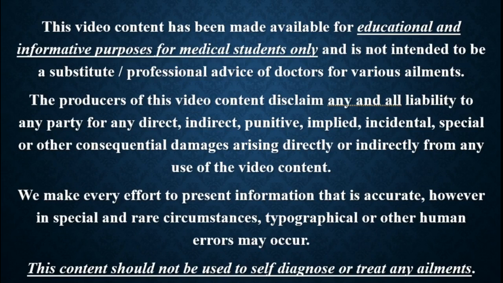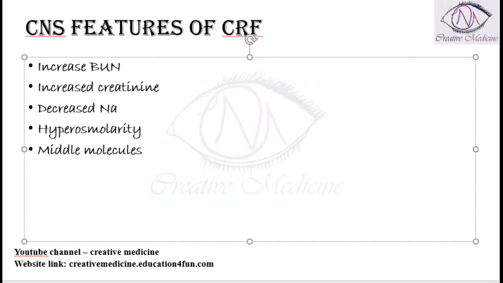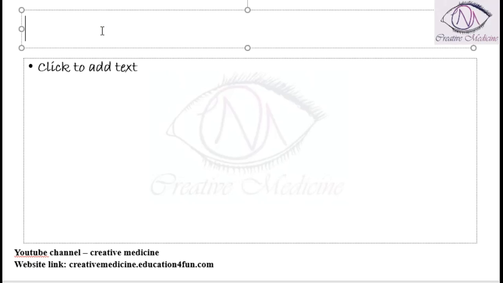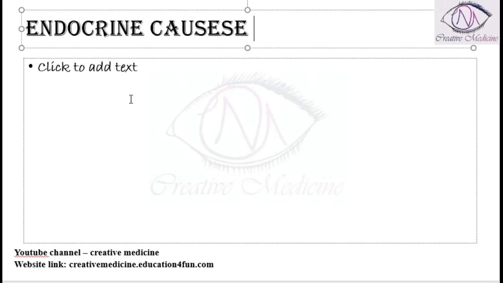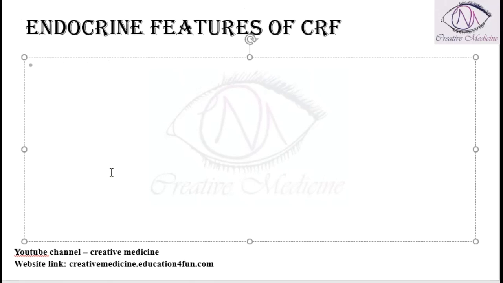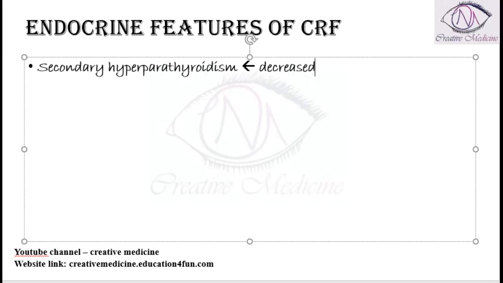In this lecture, we will learn about endocrine features of chronic renal failure. The endocrine features are secondary to hyperparathyroidism, and these endocrine features are mainly due to decreased phosphate excretion by the kidney.